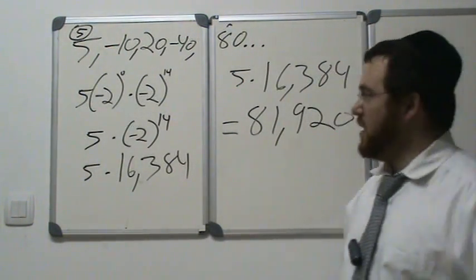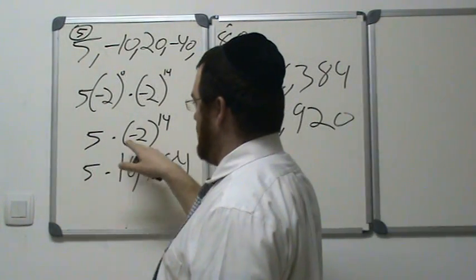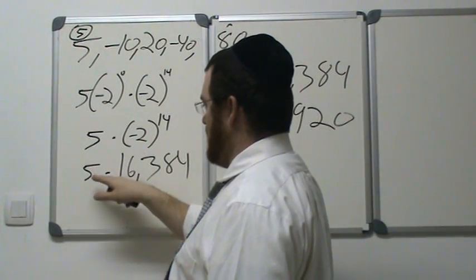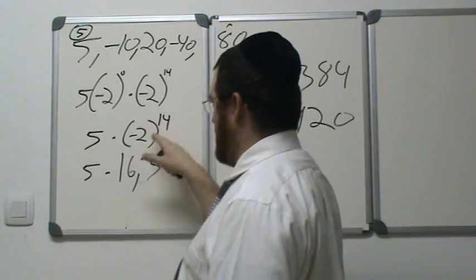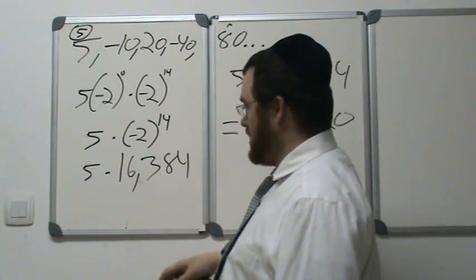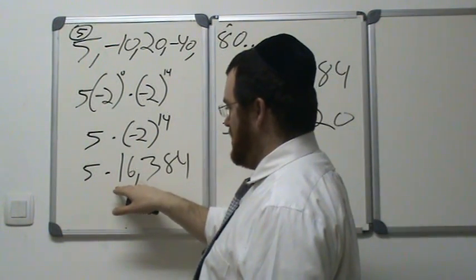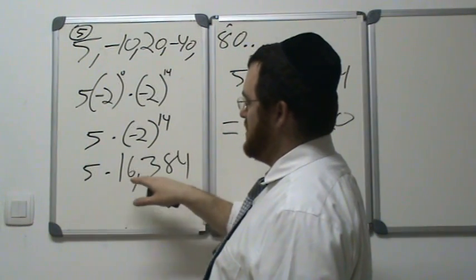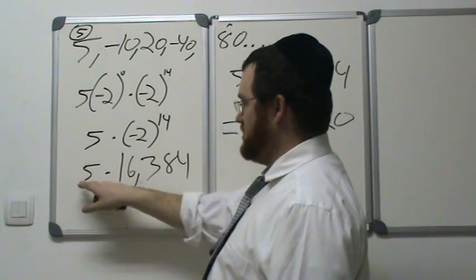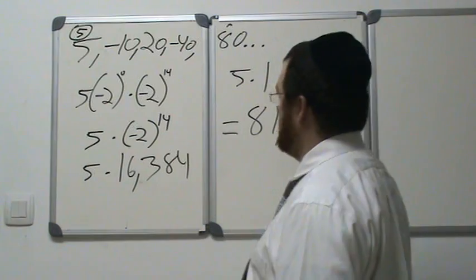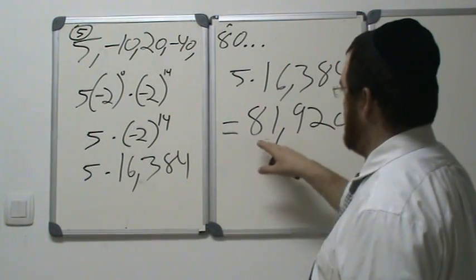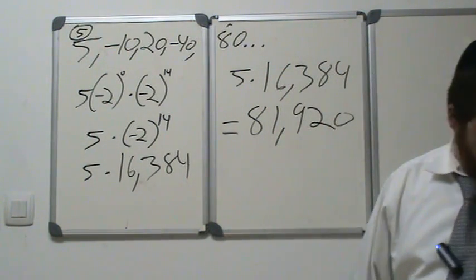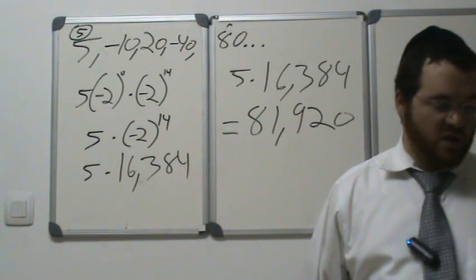The way we would do it is 5 times negative 2 to the 14th power. You put negative 2 to the 14th power in your calculator, and it is equal to 16,384. So it's 5 times 16,384, which is equal to 81,920, which is answer 3.